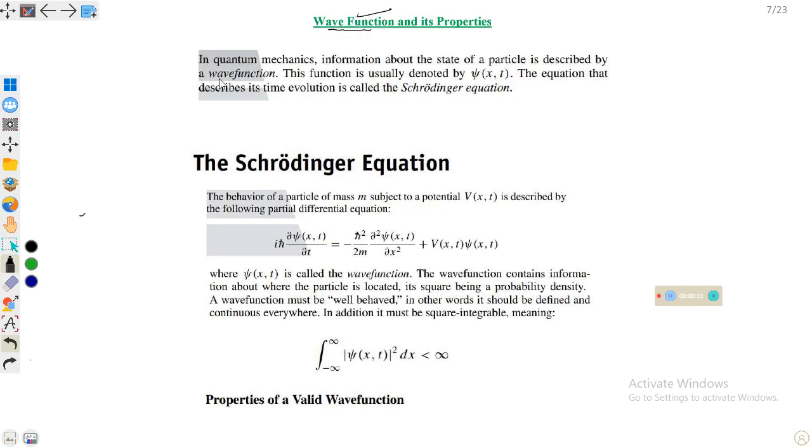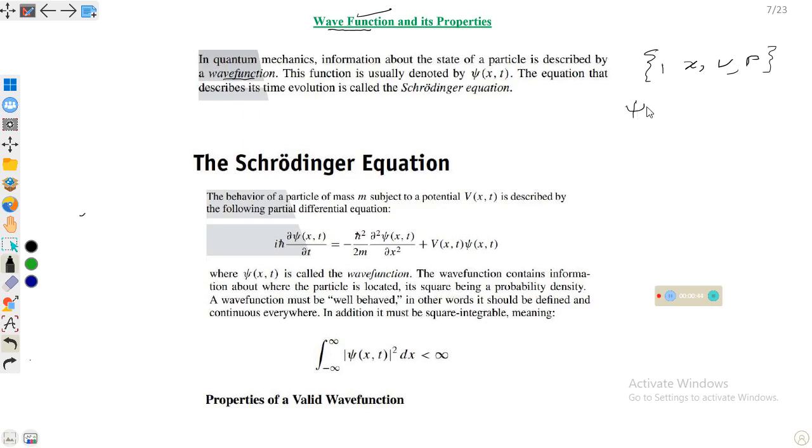In quantum mechanics, information about the state of a particle is described by a wave function. For example, in classical mechanics, we say what the particle's position, velocity, and momentum are. These are the parameters used in classical mechanics to describe the dynamics of a particle. But in quantum mechanics, we describe the state of a particle by a wave function, which is a complex quantity.